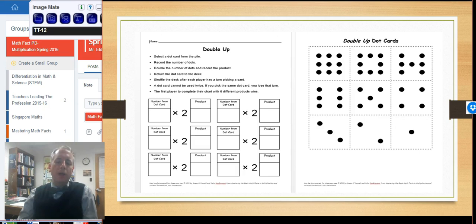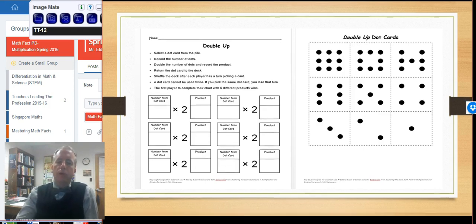So in essence, what we're doing is we're forcing the kids to practice 6 different facts, right? But the reality we know with probability is they're going to pull some of the same ones and go, oh man, 4 times 2, I already have 8. And they've just practiced that fact again, right? So this is called double up.